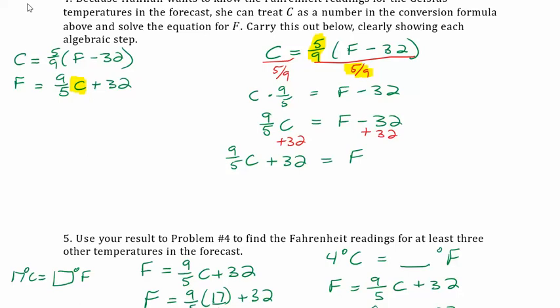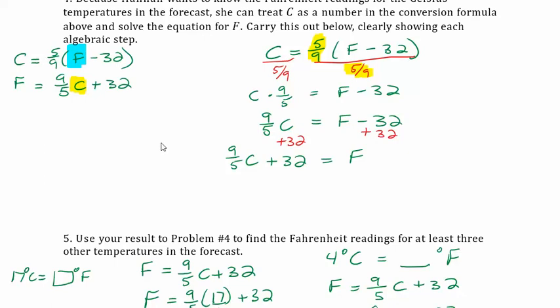Let's say I tell you the Fahrenheit temperature. I say, oh, it's 100 degrees Fahrenheit. I wonder what that is in Celsius. Well, then this first formula might be a little bit easier because you can just plug 100 into there, subtract 32 and times by 5/9, and you don't have to do any solving equations. You don't have to do any adding or subtracting or anything on both sides of the equal sign.